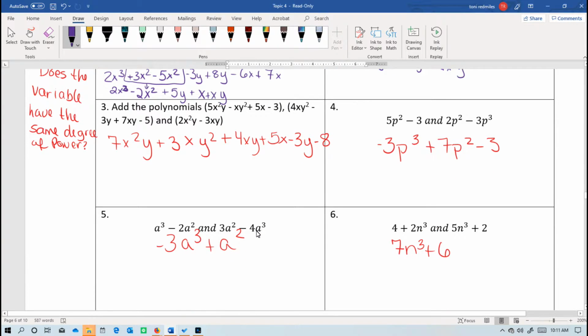Oh my, this is going to be a long one. I don't have extra room, do I? We'll make it work. Let's write out what we have. Just adding everything and combining these like terms. That's all adding polynomials is, just combining those like terms.